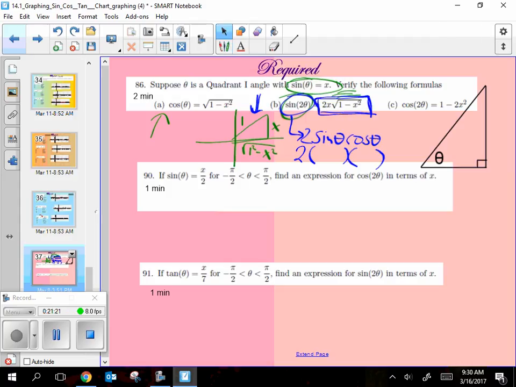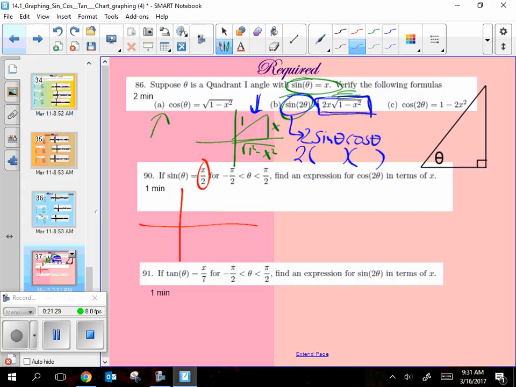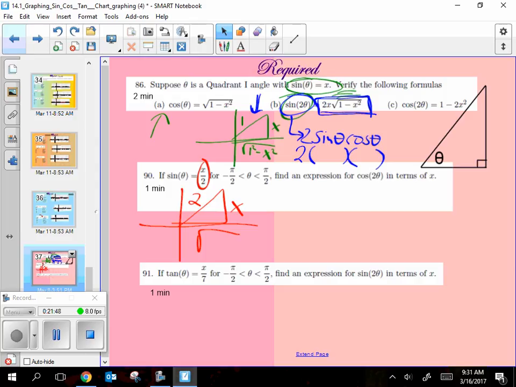All right. So this one's kind of similar. If sine is x over 2, I can draw my triangle, and sine is opposite over hypotenuse, right? Opposite is x, hypotenuse is 2. You can figure out what this other side has to be. Okay? All right. So if you didn't understand how to do 90 and 91, hopefully that little lesson about variables on the sides will help you.